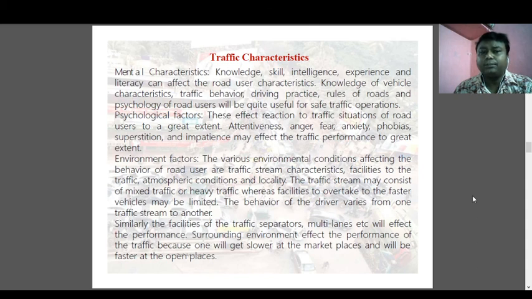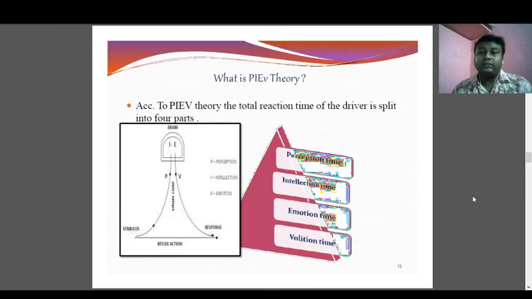These are some brief notes about the various types of traffic characteristics. So we will directly go to the PIEV theory. So this one is the PIEV theory. So what is the PIEV theory? According to the PIEV theory, the total reaction time of the driver is split into four parts.